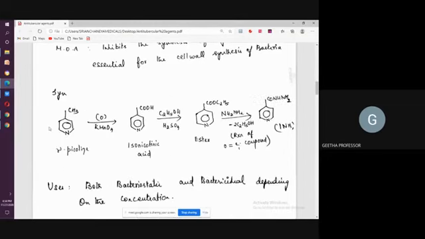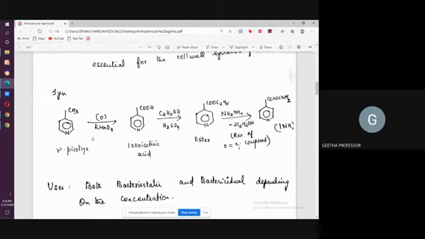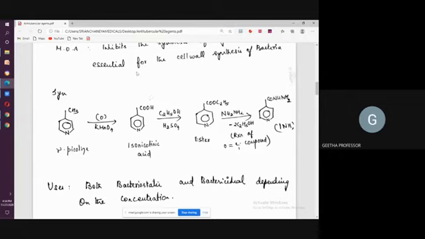This way the synthesis goes. You would have studied nicotinic acid in your biochemistry. This is an alkyl pyridine, methyl pyridine. On oxidation, the alkyl group gets oxidized into a carboxylic acid. The carboxylic acid formed gets converted into an ester by the reaction with alcohol.